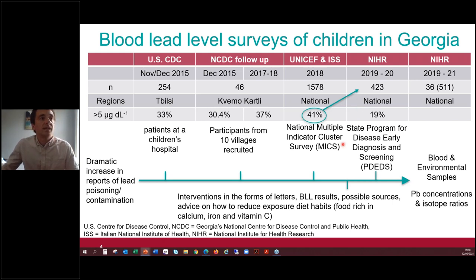So in 2019, there was another national survey, part funded by the National Institute of Health Research, which also part funded this work. And they took 423 participants from the group that had previously been identified as having elevated blood lead levels. And they found that only 19% of the participants still had lead levels above the action level. So it seems the intervention of just sending out a letter, raising awareness and educating, really had quite a big impact. So this is our study now in the end.